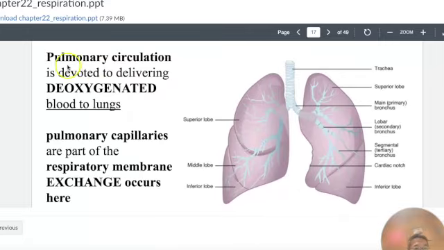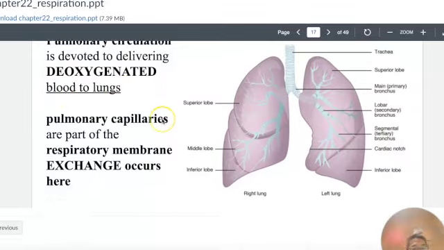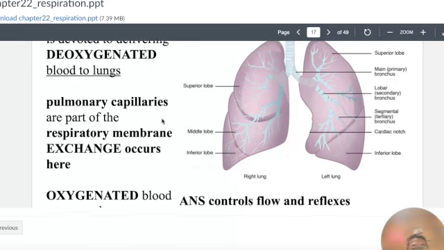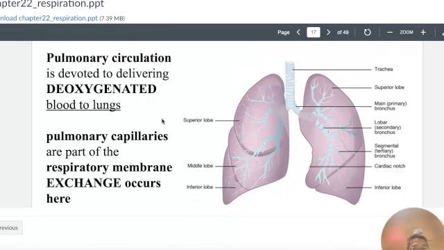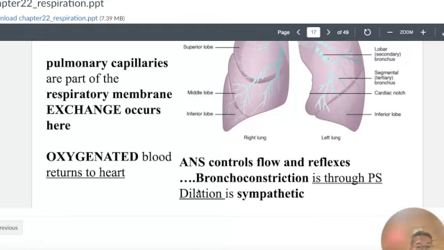Blood and nerve. Pulmonary circulation is devoted to delivering the blood to the lung. If you remember the circulation of the heart, okay, the artery is the one that carries the deoxygenated blood to the lung, and then the vein is the one that carries the oxygenated blood. Okay. So the oxygenated blood will return to the heart.